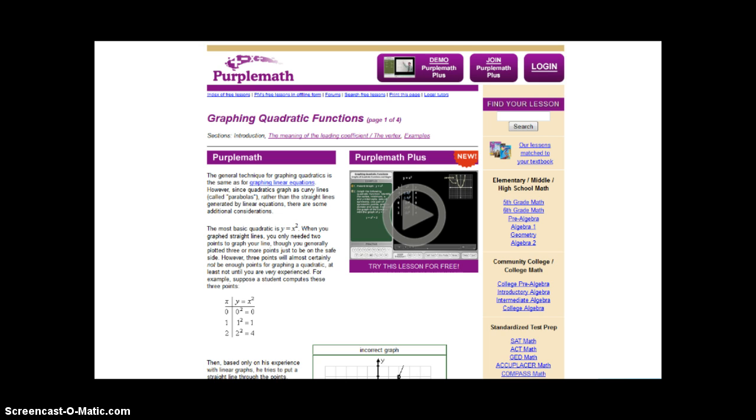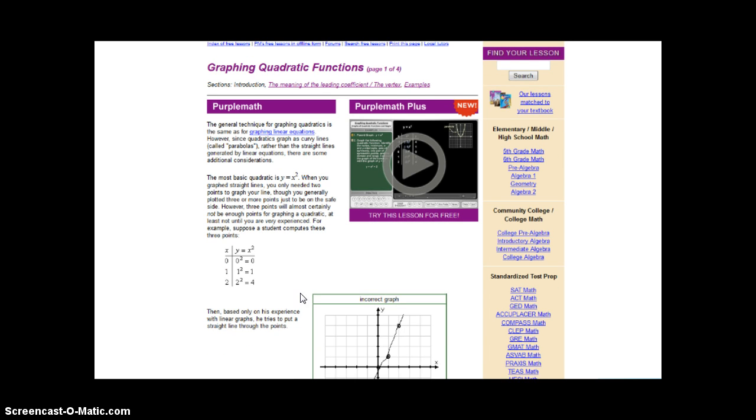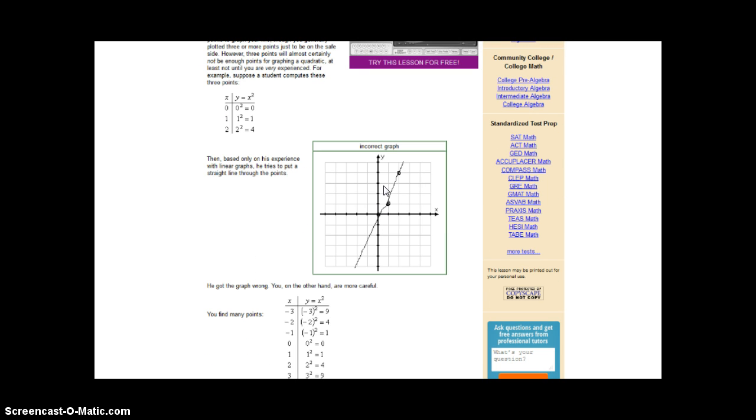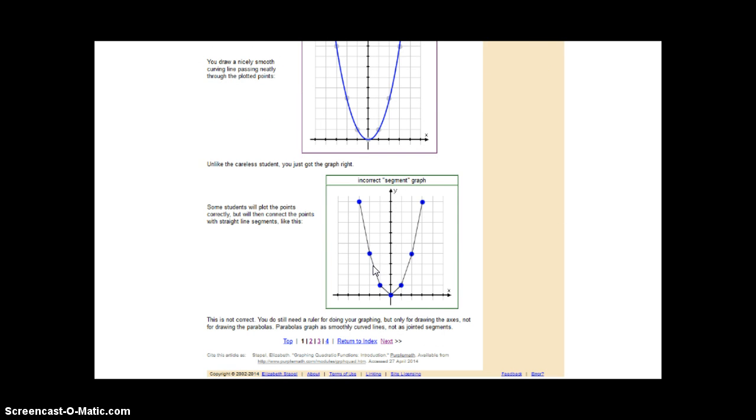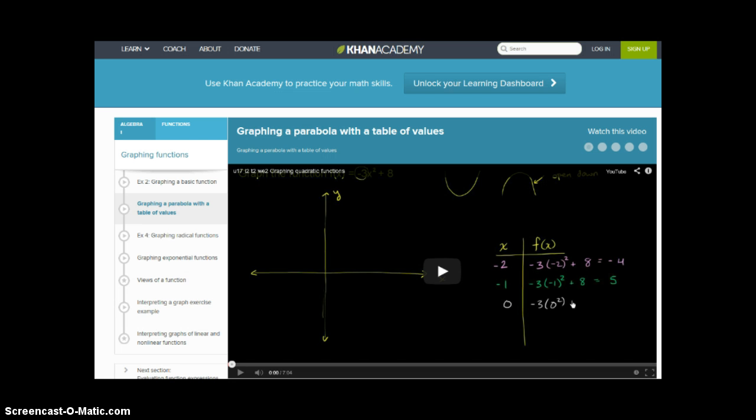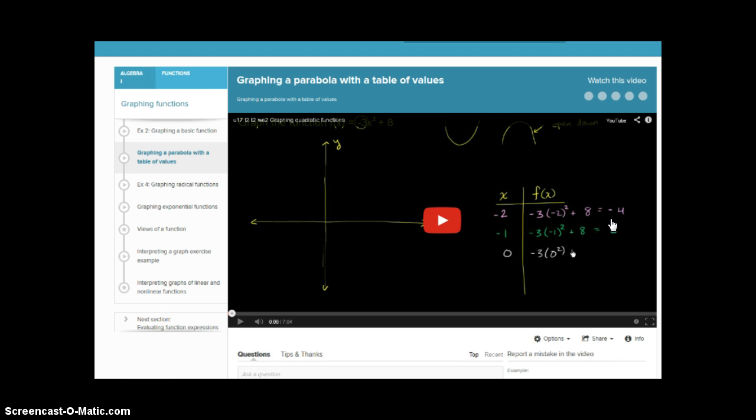Purple Math, same thing. They give you all examples. They let you see some mistakes that people make. This one's a couple pages, so make sure that you actually read each page if you're going to use this as another learning source. Khan Academy, video, it's great, watch it.